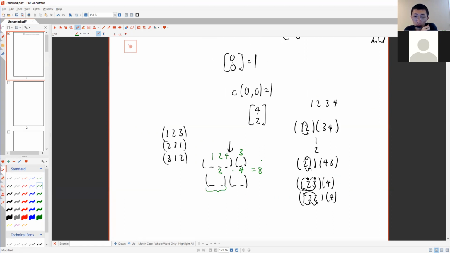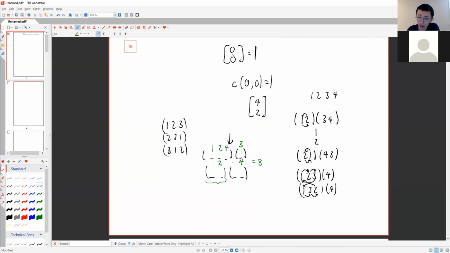Oh, so the order of the cycles doesn't matter. So this is the same as this. It represents the same permutation, because this just says 1 goes to 2 and 3 and 4 swap with each other. This says the same thing. But I'll never write it the second way, because the standard way to write it is you order them by the smallest element.